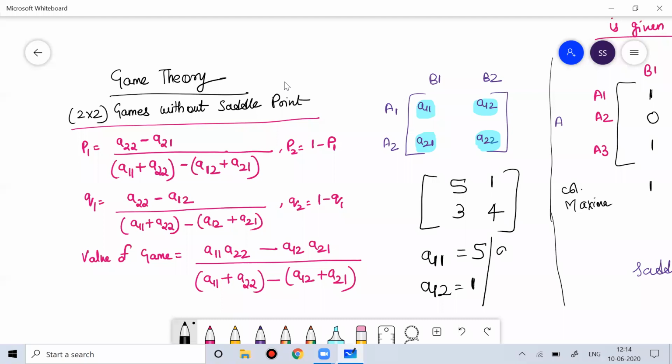A21 is 3 and A22 is 4. I think everyone can understand this. So imagine if I give you a 2 by 2 matrix. The same thing you can do with a formula.